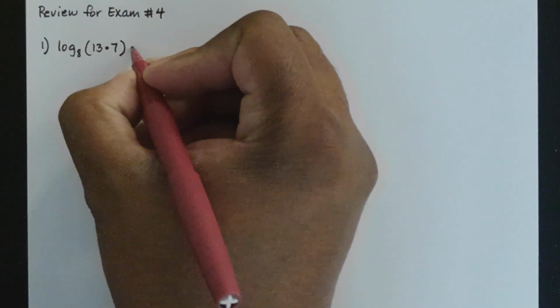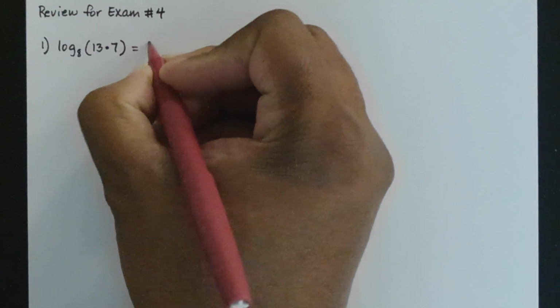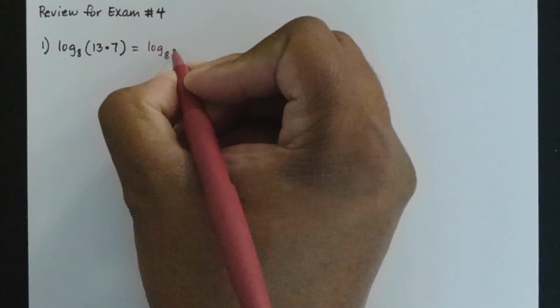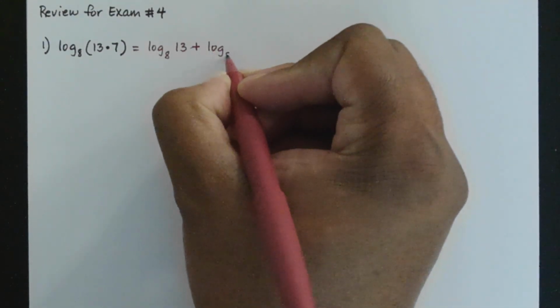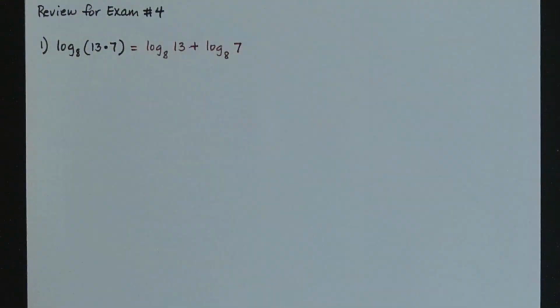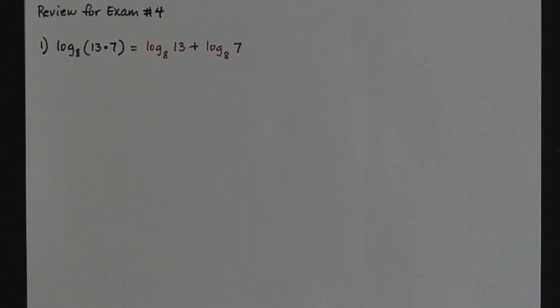So log to the base 8 of 13 times 7 will be this, log to the base 8 of the first number, which is 13, and then plus log to the base 8 of the second number, which is 7. Okay? So that's how we expand using the product rule. The log of the product is equal to the sum of the individual logarithms. So log to the base 8 of 13 times 7 will be log to the base 8 of 13 plus log to the base 8 of 7. And I will go no further than that.